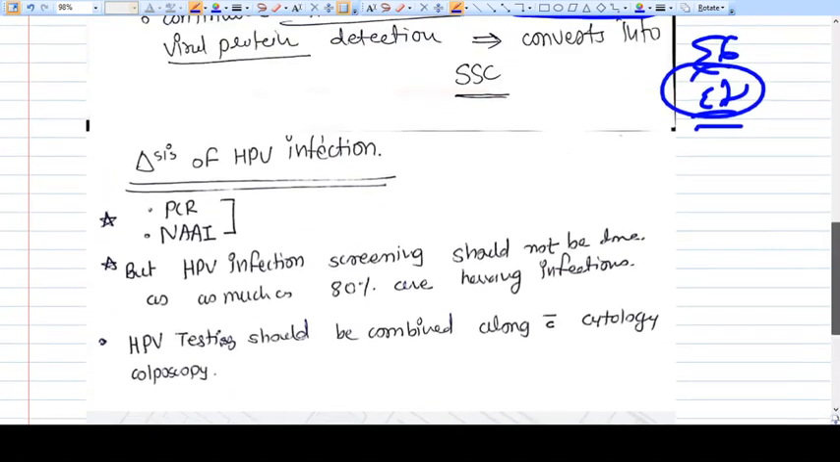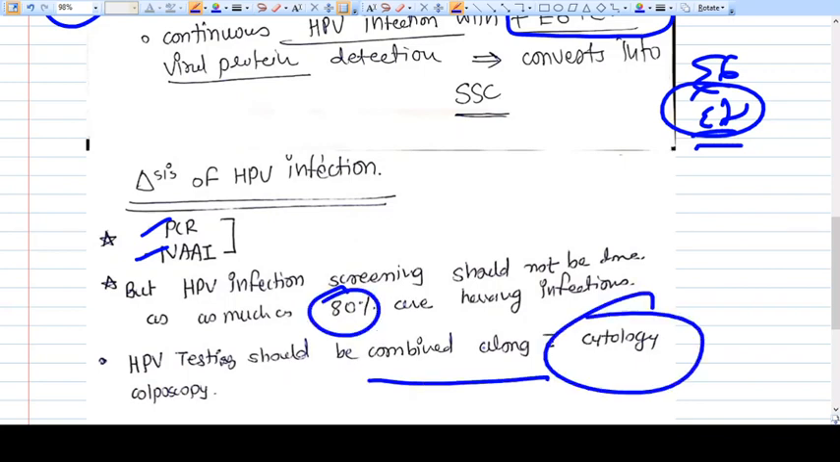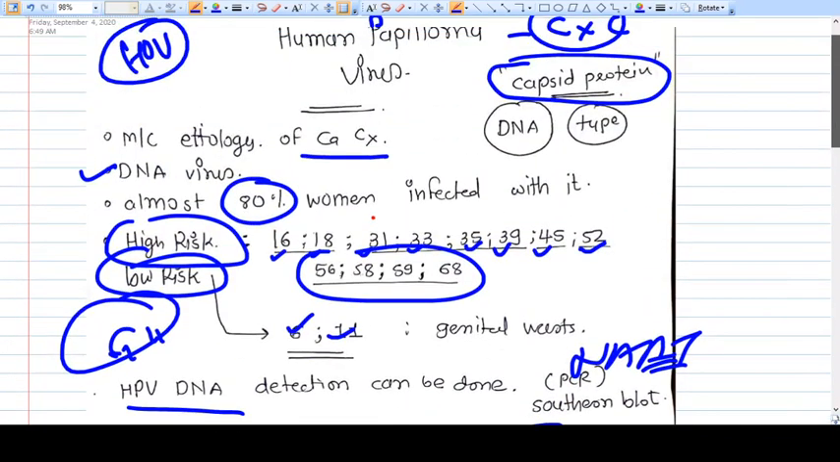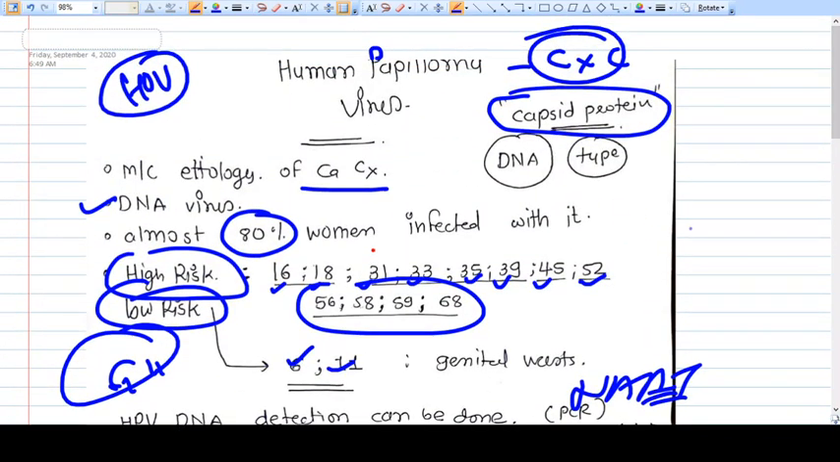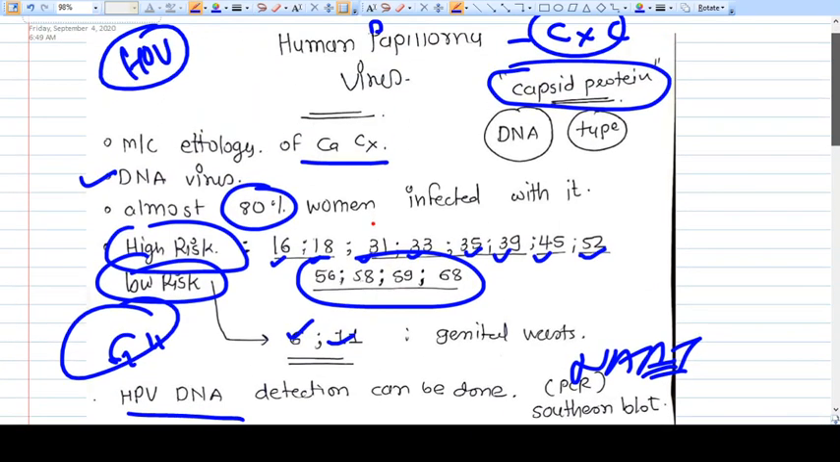Now, how do we diagnose the HPV infection? Again, I have told you PCR and NAAT. But the HPV testing should not be done for all, because 80% are already infected. It should be combined with cytology and colposcopy. So this is the importance of HPV in the management of CA cervix.